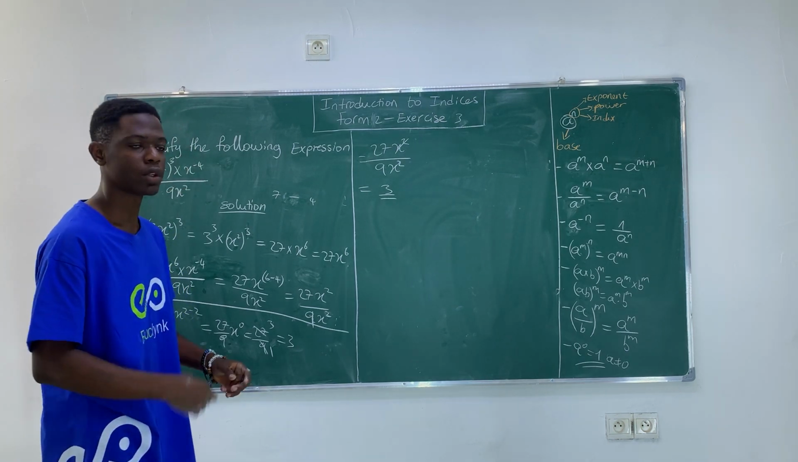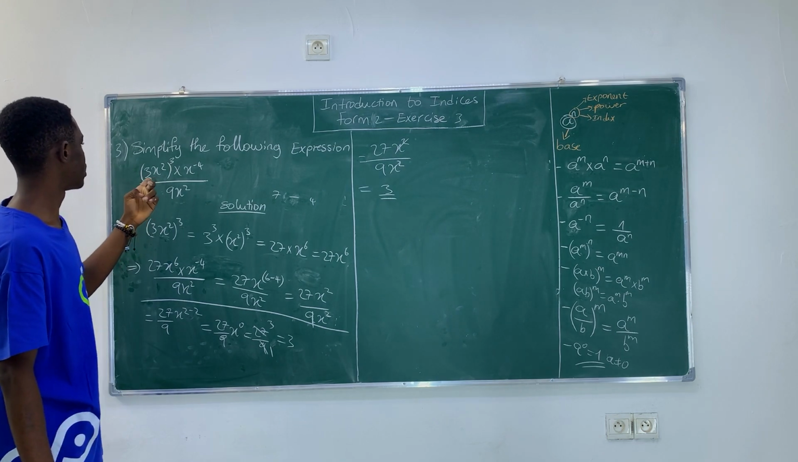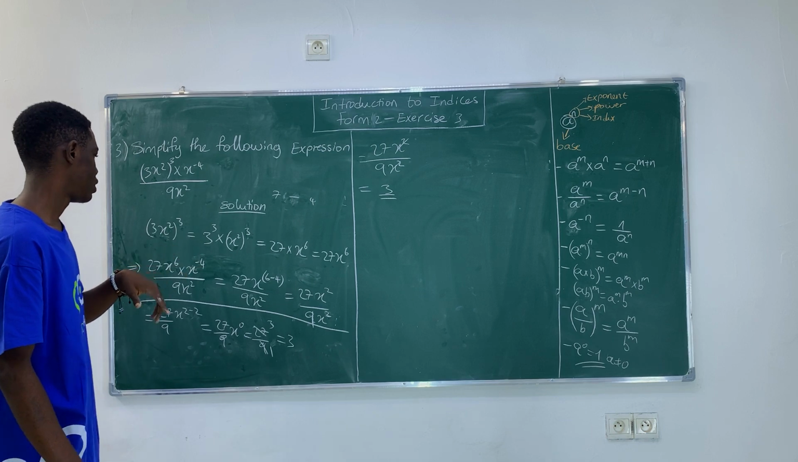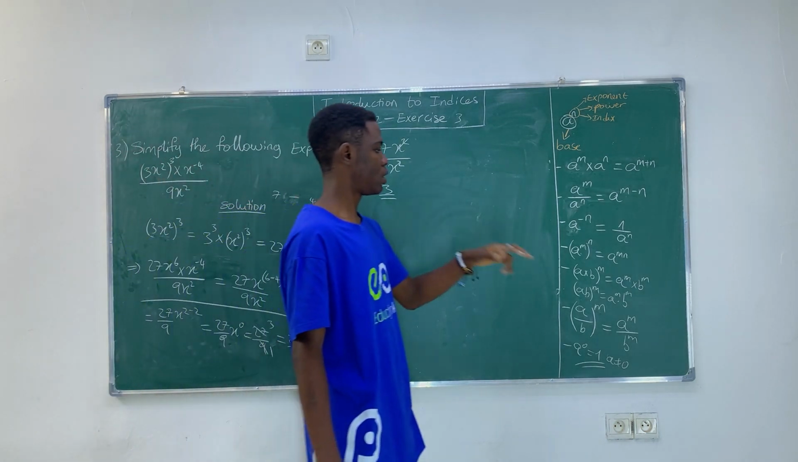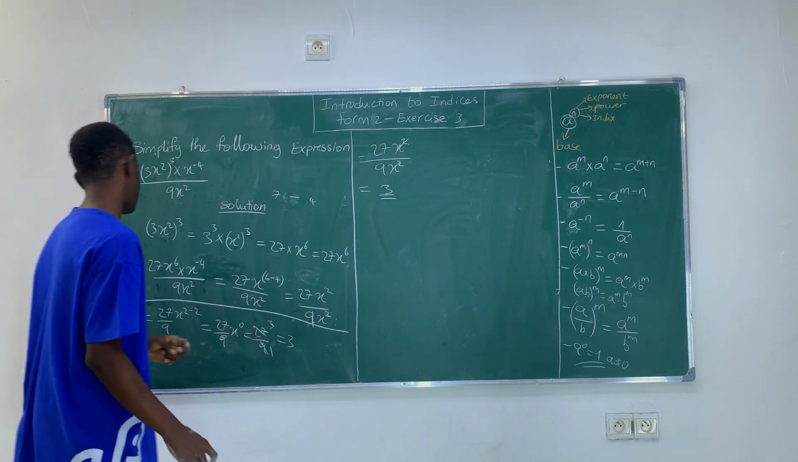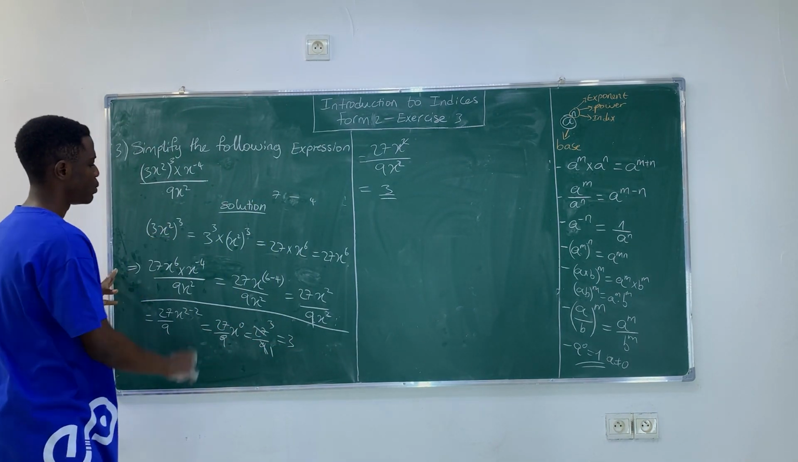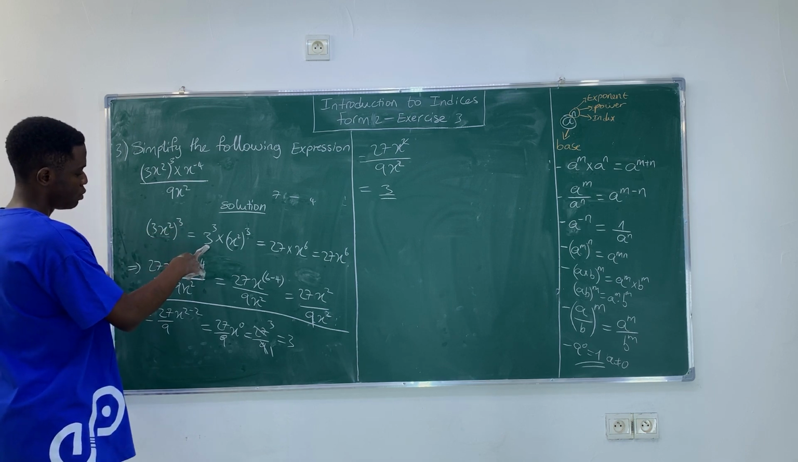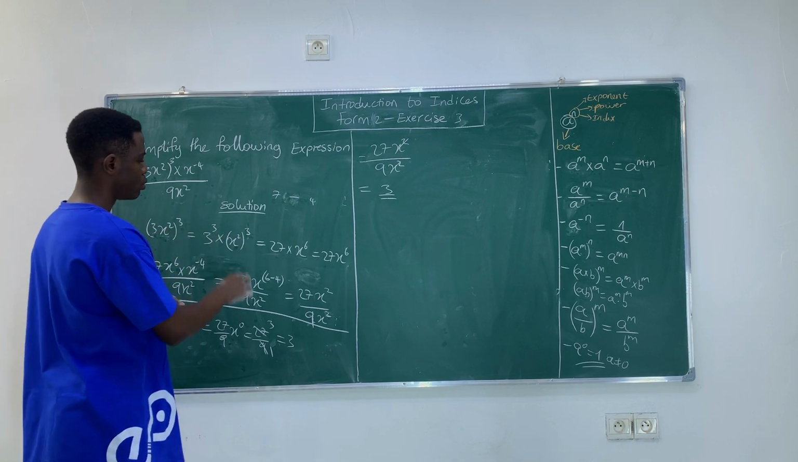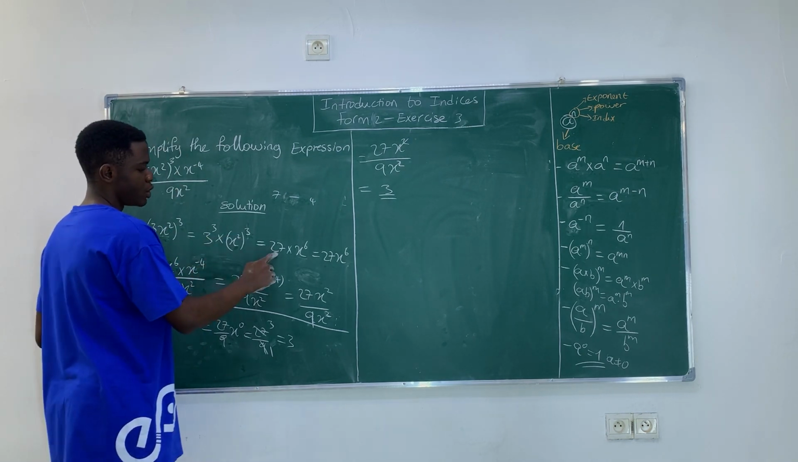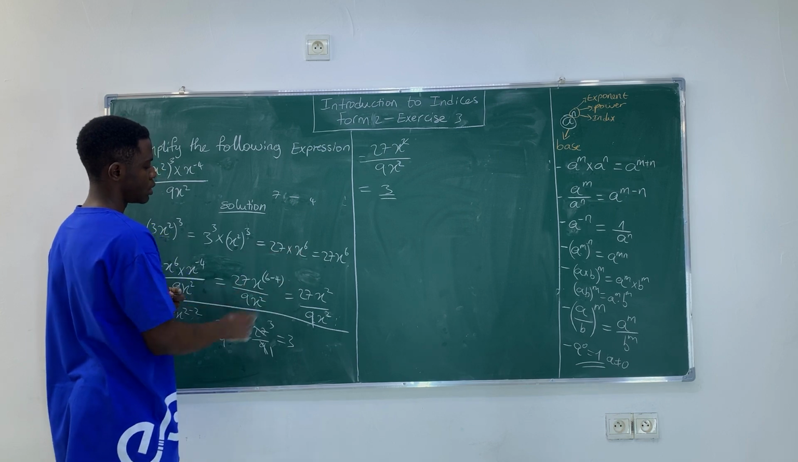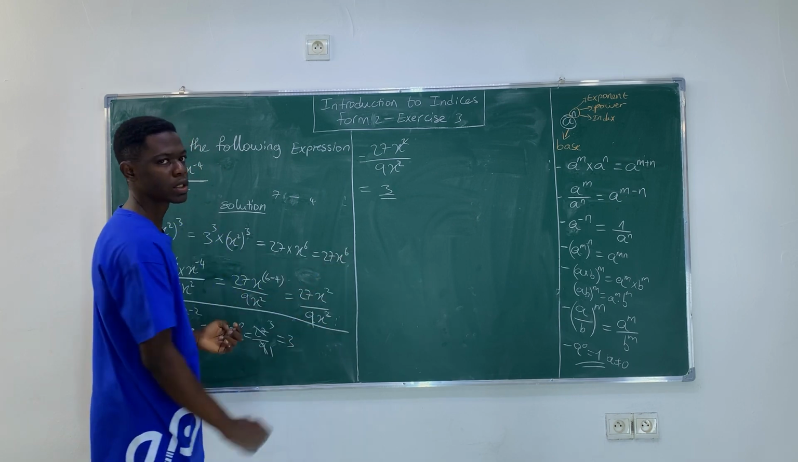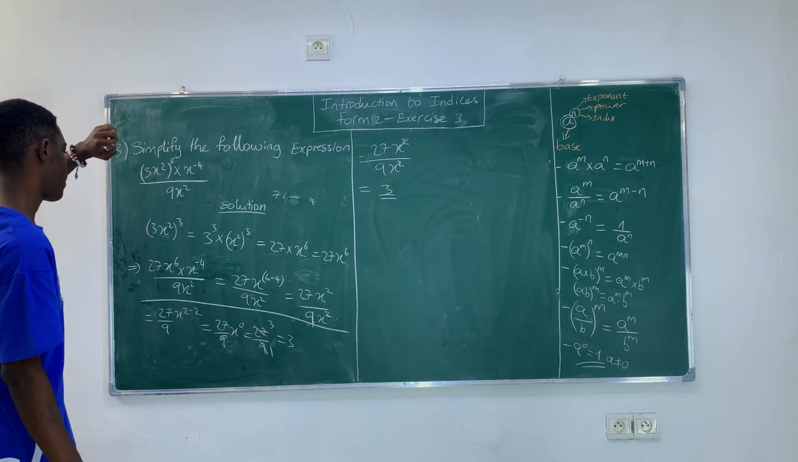So what did we do? Let's recall. We first took what was inside the bracket, that was 3x squared to the power 3. We used our power law because we are raising a product to a power. So we take 3 cubed times x squared all cubed. 3 cubed is 27, and x squared all cubed is x to the power 6 because 2 times 3 is 6. So we have 27x to the power 6. That is all for what is inside the bracket.